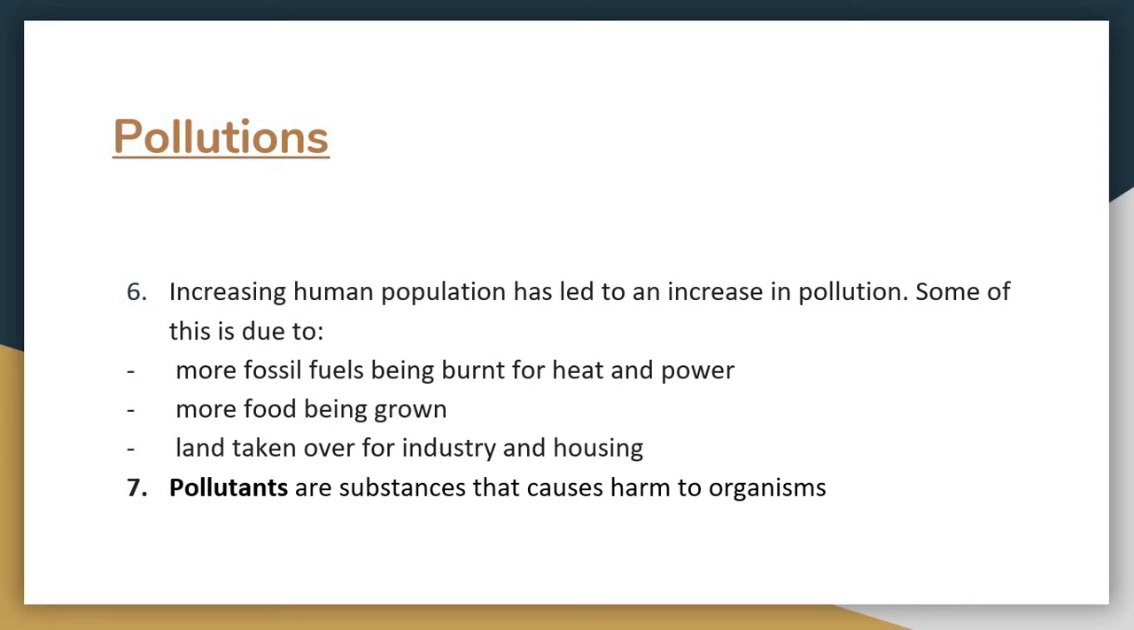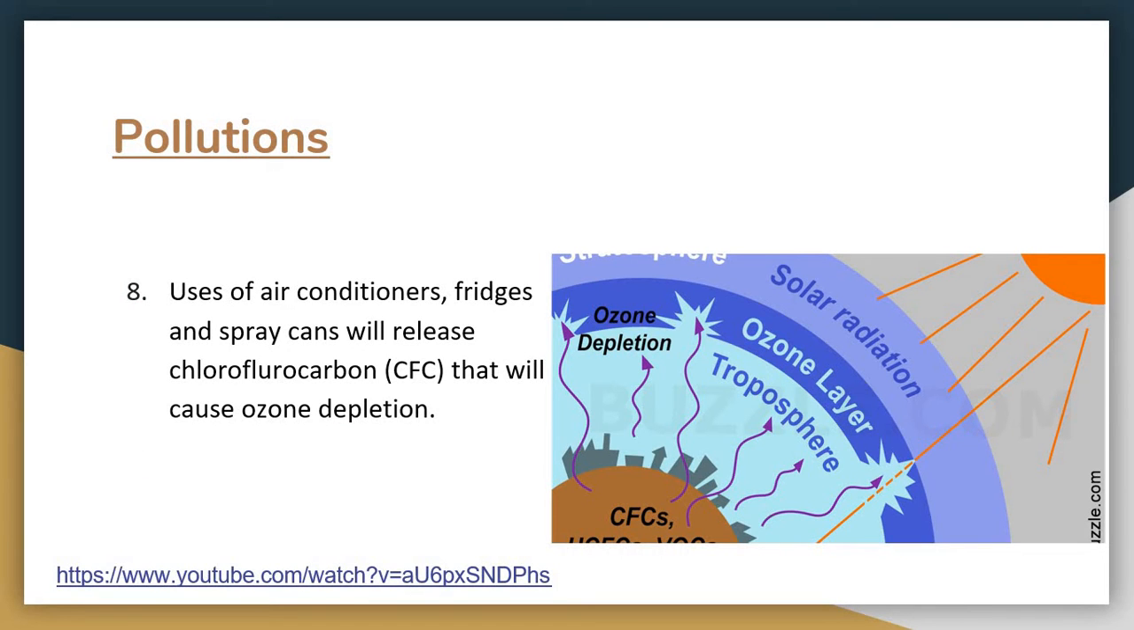So again, pollutants are substances that cause harm to organisms. All right. So what kind of things would cause pollution? Or in other words, what are the pollutants that would cause harm? So first of all, the use of air conditioners, fridges, and spray cans will release a substance called chlorofluorocarbon, or sometimes we call it CFC. That will cause ozone depletion.